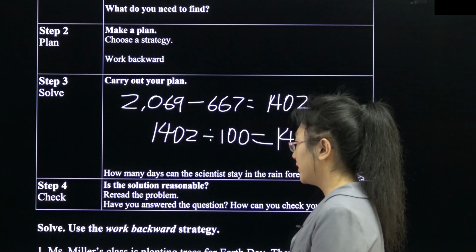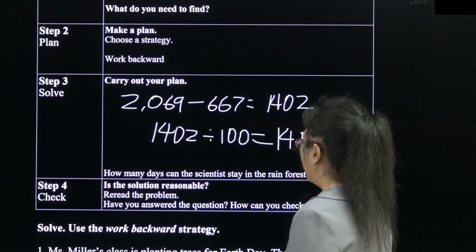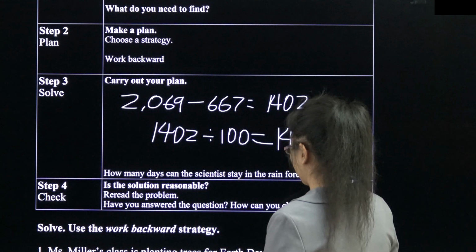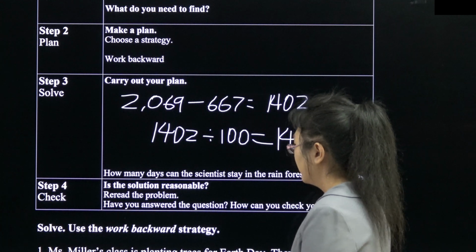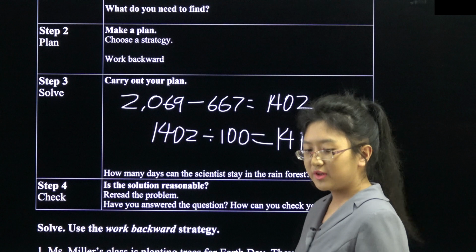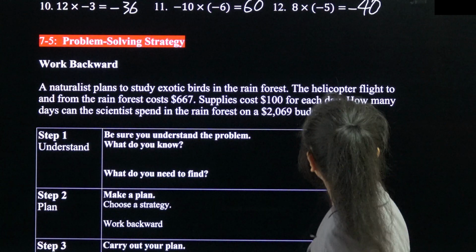Is the solution reasonable? Reread the problem. Have we answered the question? How can we check our answer? We can check our answer by working forward, as we did in the last chapter. Have you answered the question? Yes, we did. Reread the problem to make sure that our facts are correct.